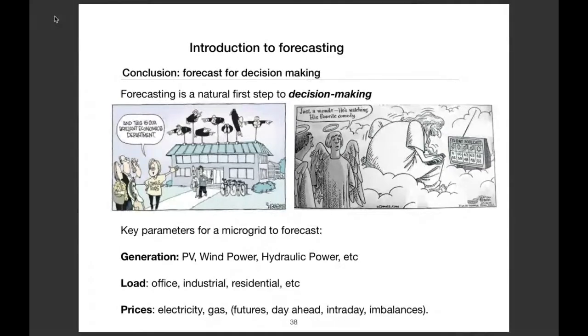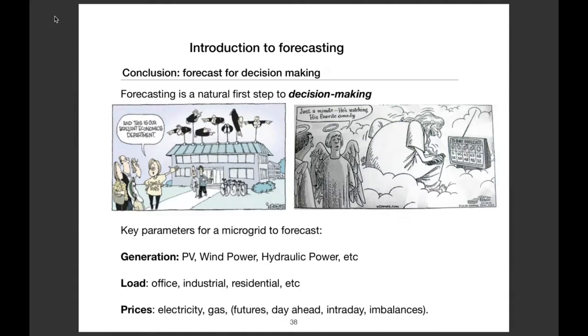So I will conclude these first lessons about the introduction to forecasting. We forecast for doing something. We do not forecast just for forecasting, just not for fun. Forecasting is a natural step for decision making. And the key parameters to forecast for a microgrid are, for instance, the PV generation if you have a PV plant in your microgrid. It could be wind power, etc. If you have in your microgrid an office or industrial loads, you will want to forecast them. Maybe you want to forecast the electricity prices or the gas prices if you want to bid on some energy market, etc.